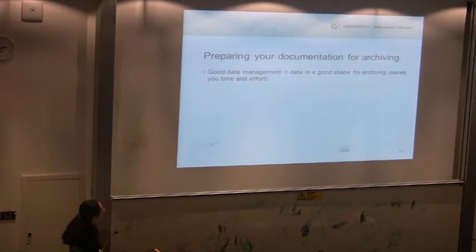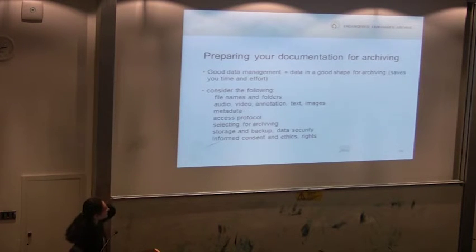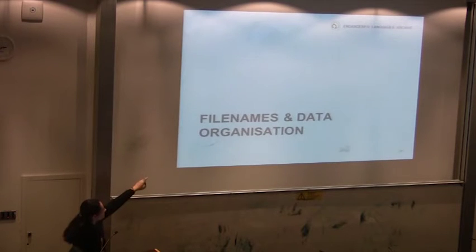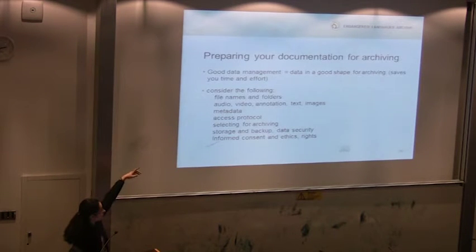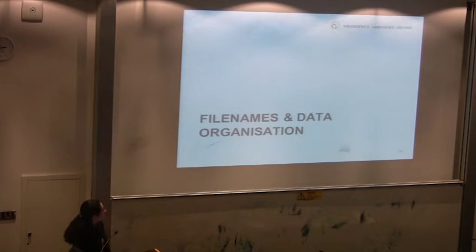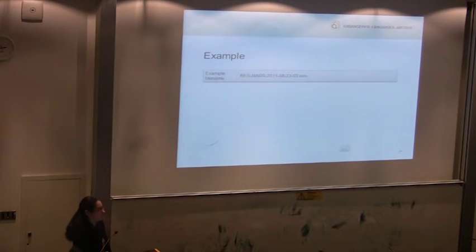So when preparing your documentation for archiving, here are the things I'm going to go into further detail about. So let's talk about file naming and folders with respect to archiving now, because of course, as we said, you've received already some guidance on data management on that. So what do you remember from your data management class when it comes to data file naming and organization? What were the good things to do? What were the bad things to do?